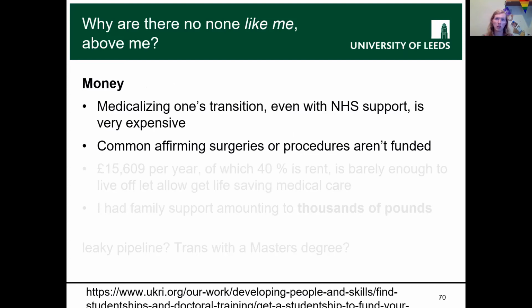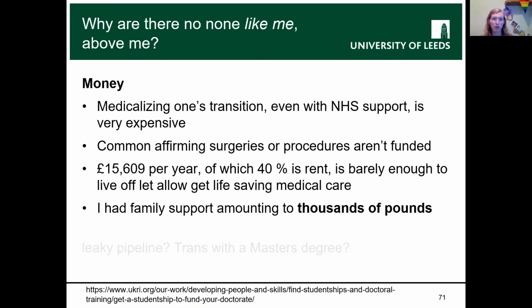Medicalizing your transition, even with NHS support, is very expensive. Common gender affirming surgeries and procedures aren't actually funded. So even if you wait your 50 months, you might not get the treatment you want. I have a stipend of 16,000 pounds a year. 40% of that is just straight eaten by rent. So I'm being asked by my university to live off such a small amount of money, and then also asked to try and go and get some life-saving medical care.